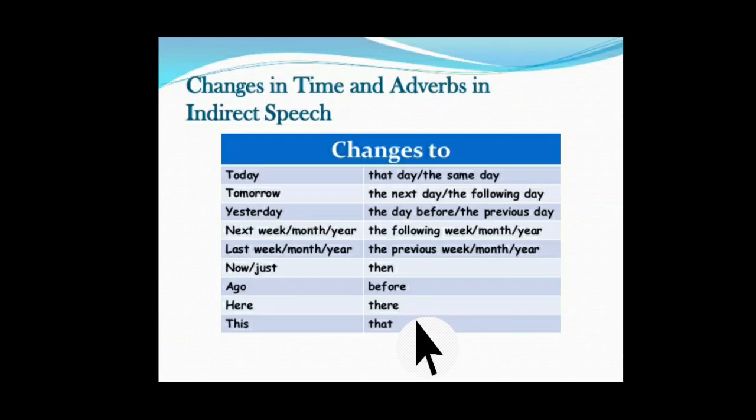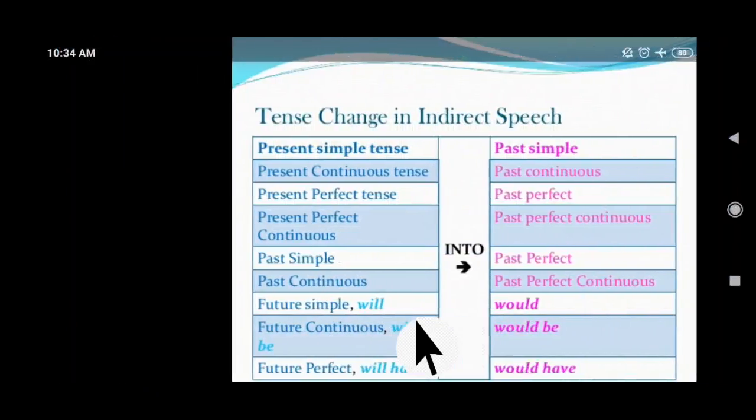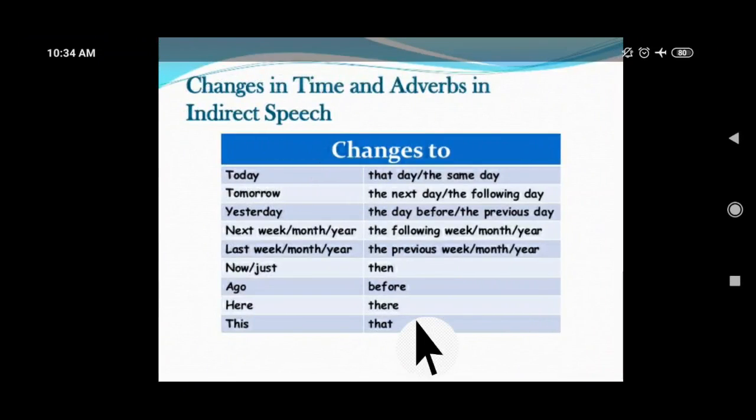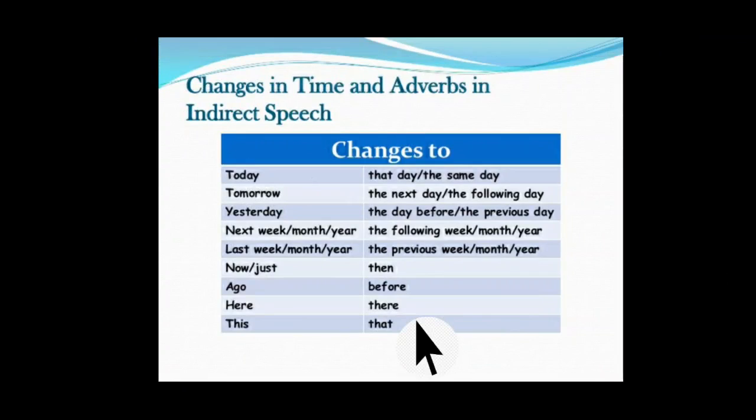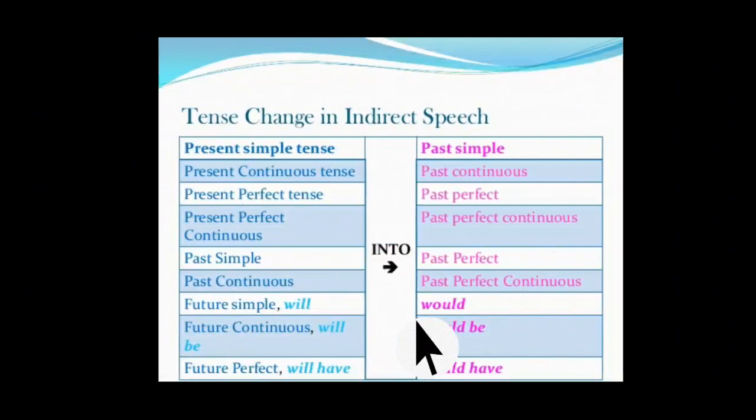These are the rules. So these were the rules for studying narration. So what we need to do, we need to study these rules. We need to study this chart. Today changed into that day, tomorrow the next day, yesterday the previous day, then now is changed into then, ago is changed into before, here is changed into there, and finally this is changed into that.